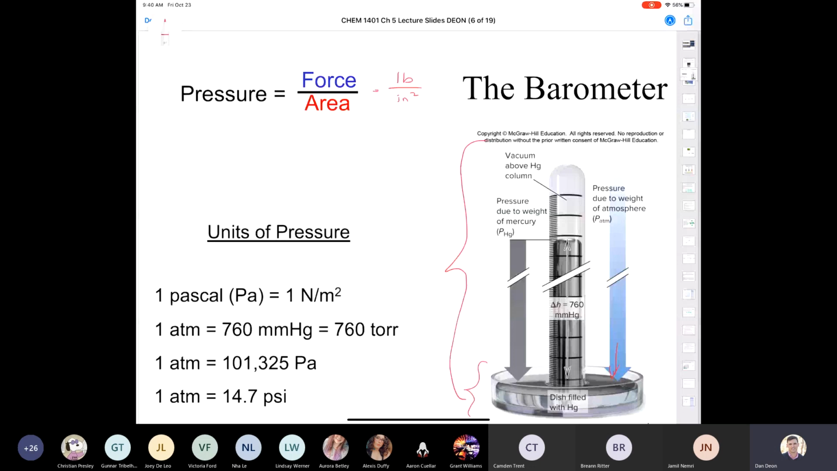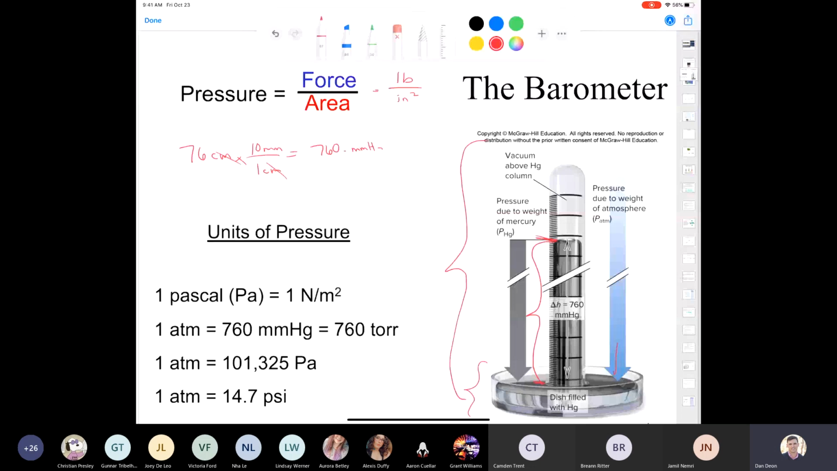Okay, and so the mercury obviously didn't drop all the way down; it dropped a little bit of the way down. And he measured the height of the column of mercury, right? The distance from the top of the liquid that's in the dish to the top of the column. And he measured that as being 76 centimeters. And 76 centimeters, we know that in 1 centimeter, there are 10 millimeters. And so that is equal to 760 millimeters.